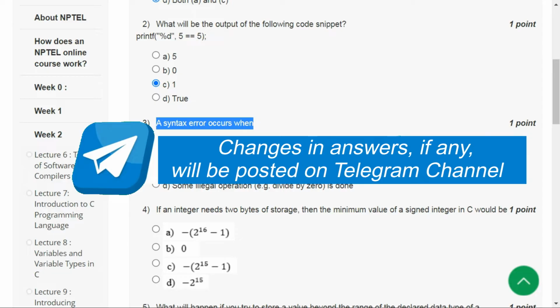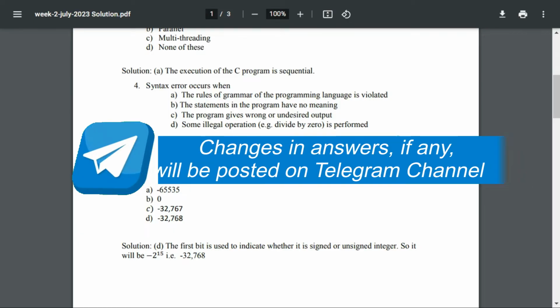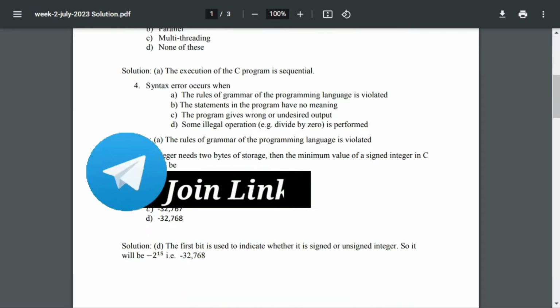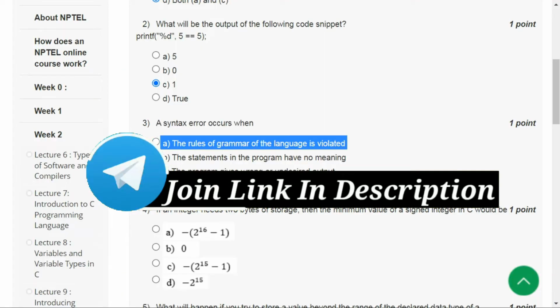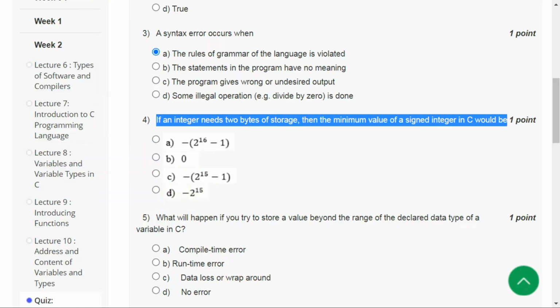For question number 3, the correct answer should be, let's see this in my solution. So question number 3 has the correct option A. The rules of grammars of the language is violated. This is called syntax error.